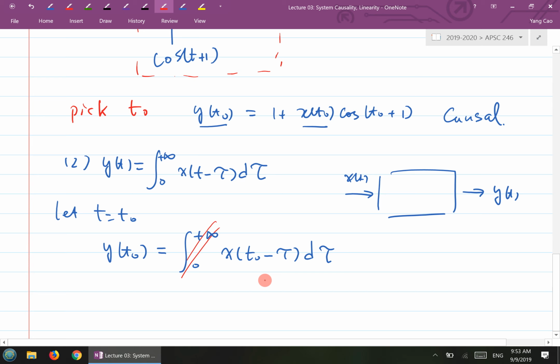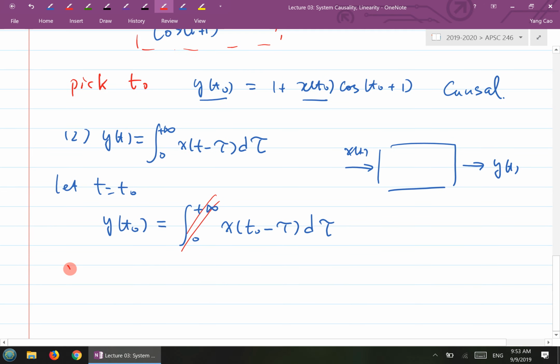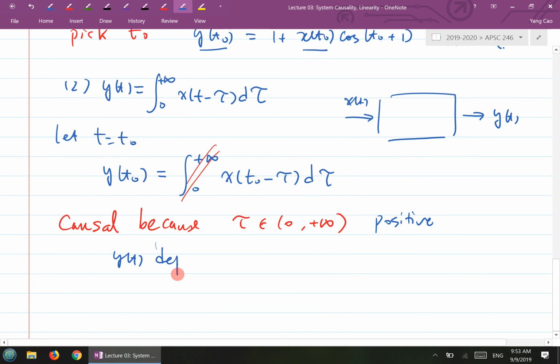So you basically try to bring this abstract equation a little bit into life, and then you can actually explain it. So this is causal because tau is between 0 and positive infinity, so it's positive, and your y of t depends on past inputs.